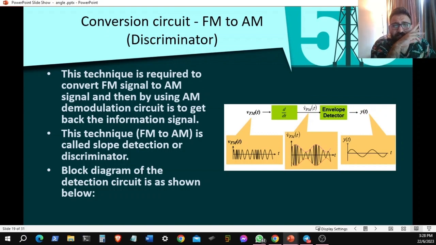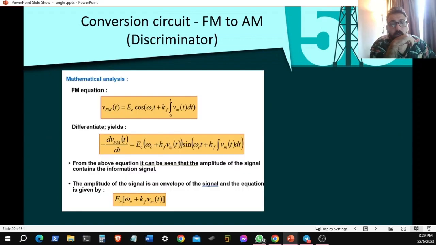So from FM to AM, using the discriminator, this technique is required to convert the FM signal to an AM signal, and then by using an AM demodulation circuit we get back the information signal. This technique, FM to AM, is called slope detection or discriminator. The block diagram of the detector circuit is shown below. And now talking about the mathematical analysis, we can see the FM equation, differentiated, yields.